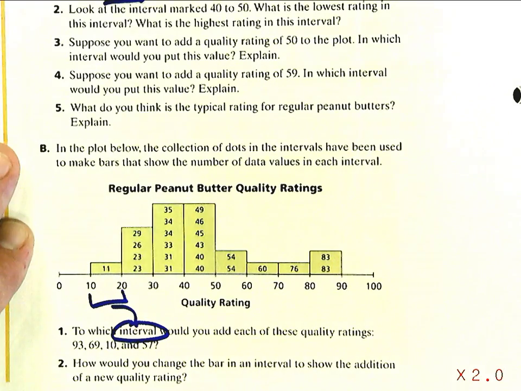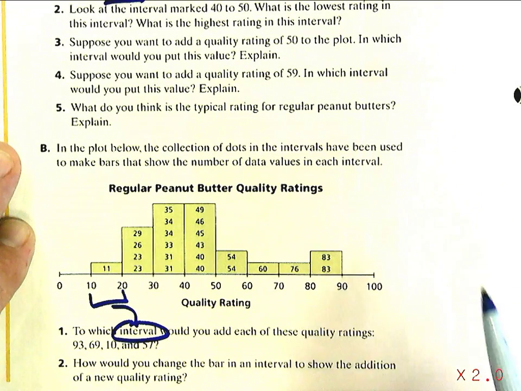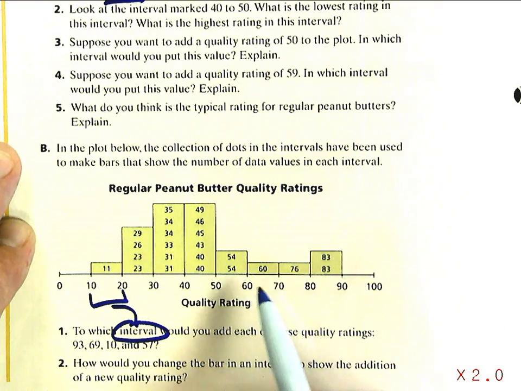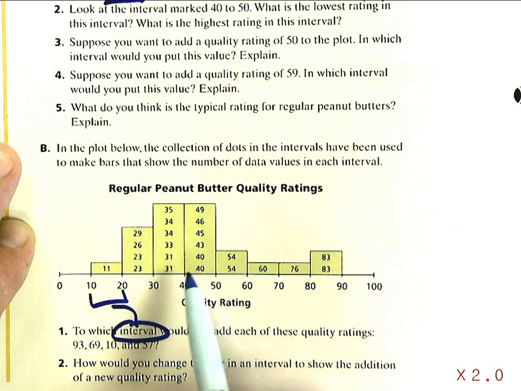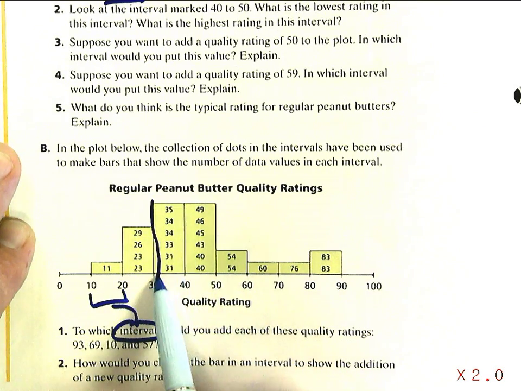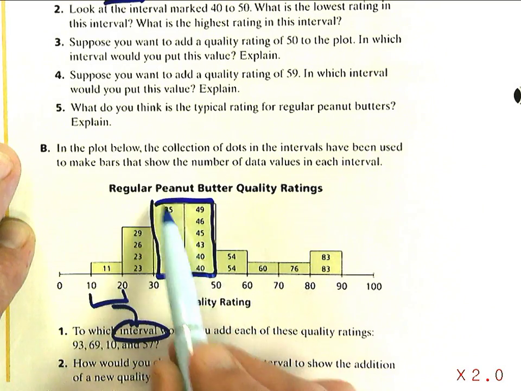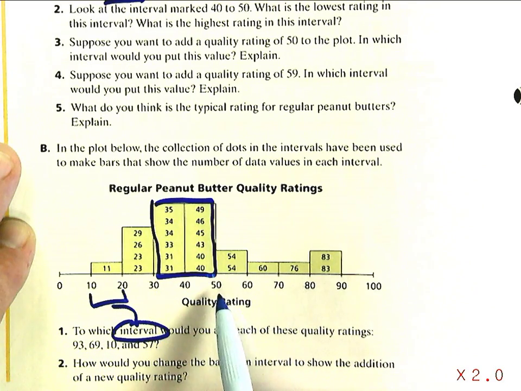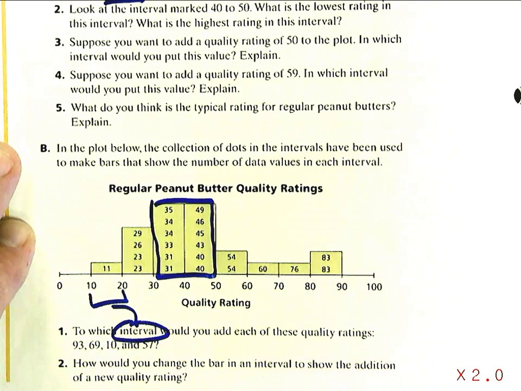Now, if we are looking at these, we see again that the most common regular peanut butters are all in this 30 to 50 range. So again, not a whole lot of difference.